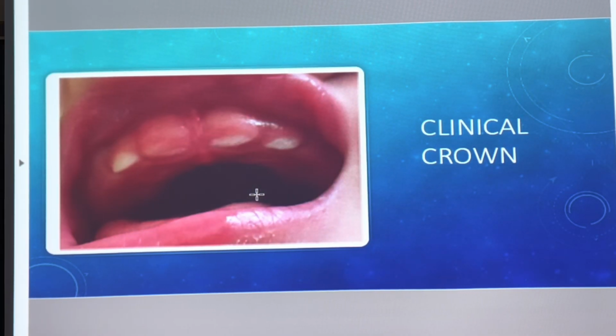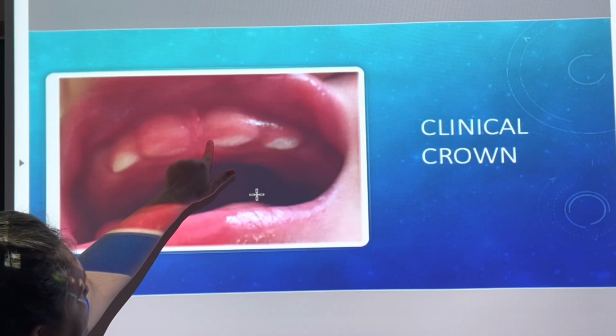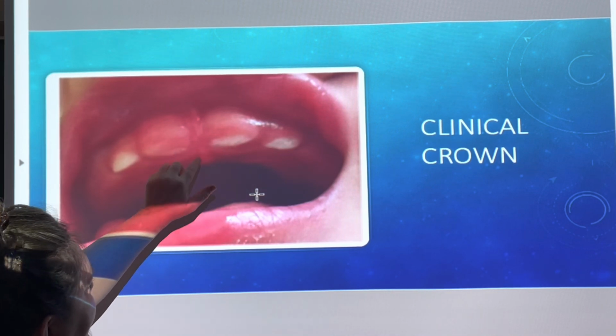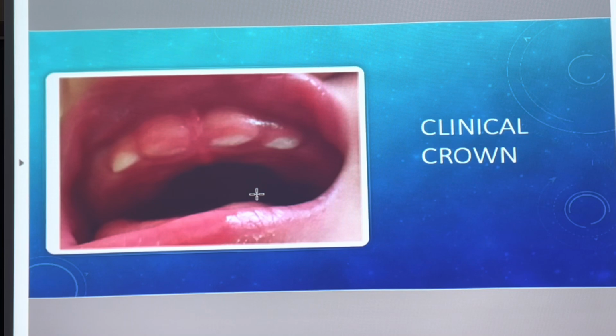When we're looking in someone's mouth, the part of the tooth that we can see is called the clinical crown. Now, obviously the entire anatomical crown is there, but what we see we only call the clinical crown. Okay, so those are your clinical crowns.